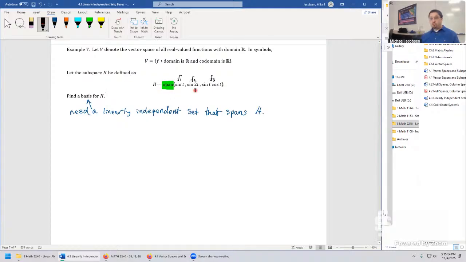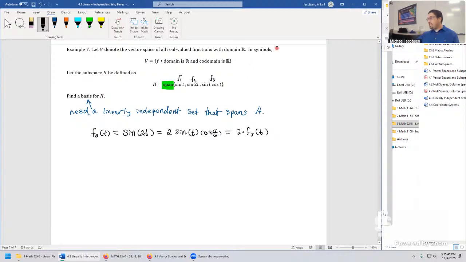Turns out, if you recall your trigonometric identities, it's all about that function. Use a double angle identity on sine 2t, and you could rewrite this one as f2 at t, which is sine 2t, can be re-expressed as 2 sine t cosine t, but that means it's 2 times f3 at t.